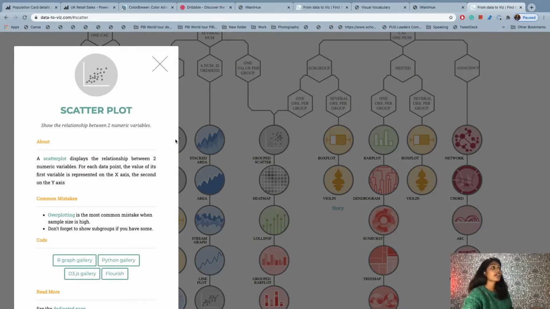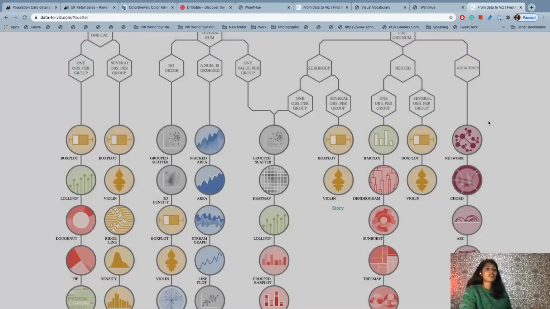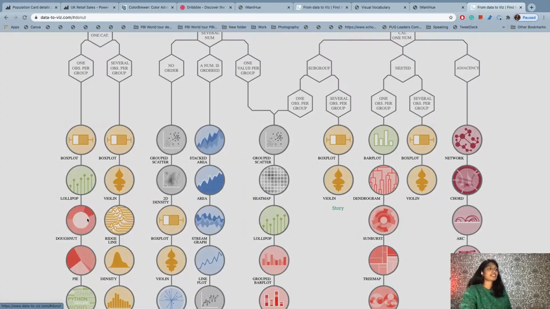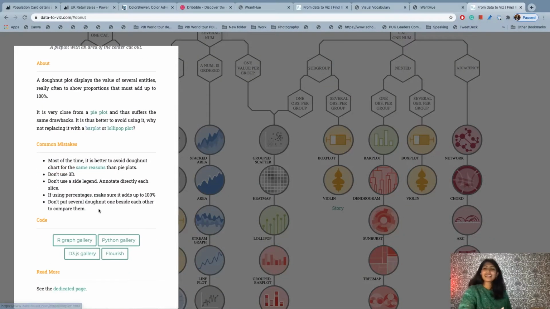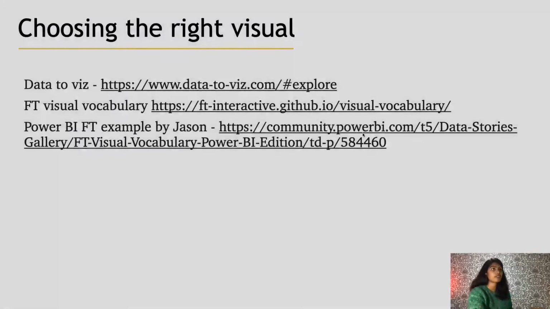The important thing I really like is the common mistakes. It actually highlights the common mistakes that I could make by going for this scatter plot. So this helps me to understand various visuals. And by going to this website over and over, I understand visuals better. Next time I see that kind of category of data, I know exactly which visual to go for. So that's why this is my favorite website when I want to choose visuals.